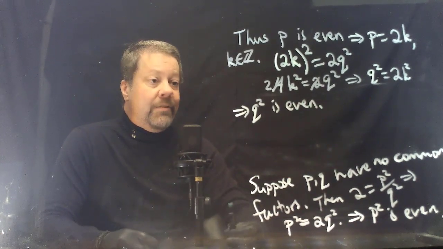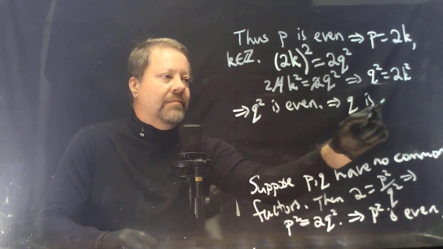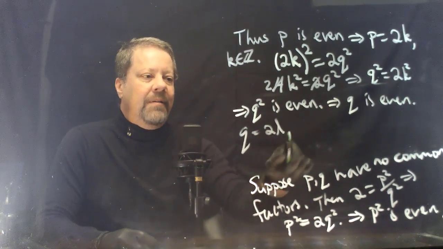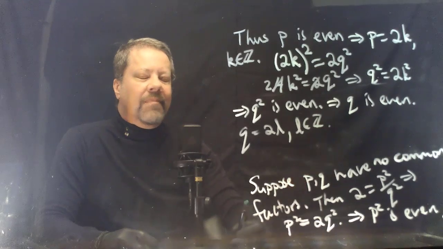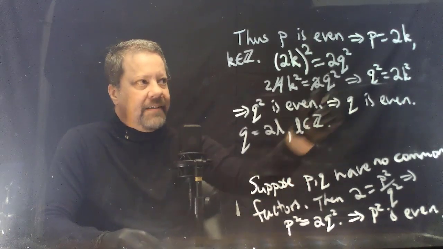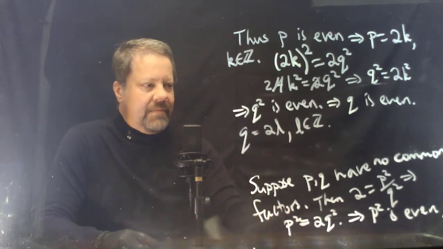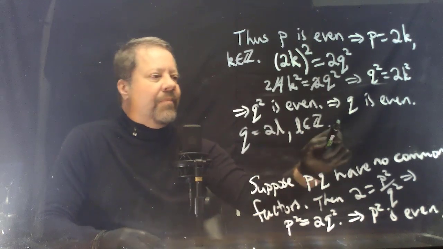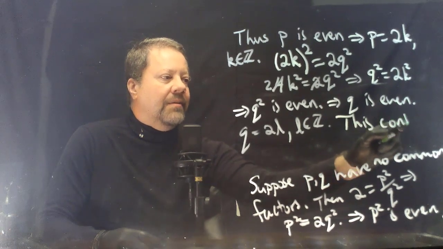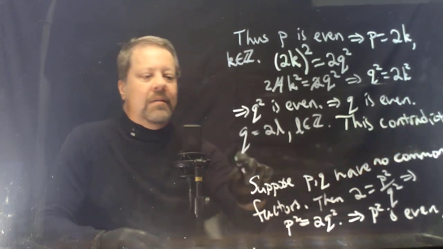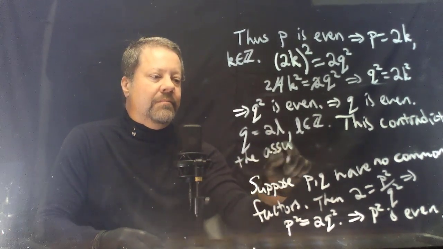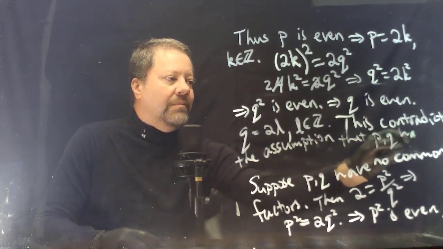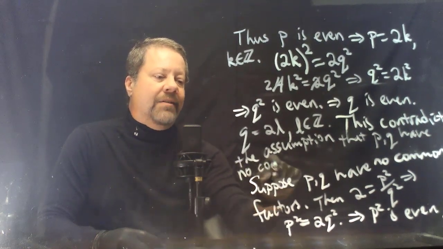Now that we know that q squared is even, we deduce that q is even. So that q is 2 times L for some L that is in the set of integers. But this contradicts the fact that P and Q have no common factors. Suppose P and Q have no common factors, the fraction is reduced. Which means this contradicts the assumption that P and Q have no common factors.